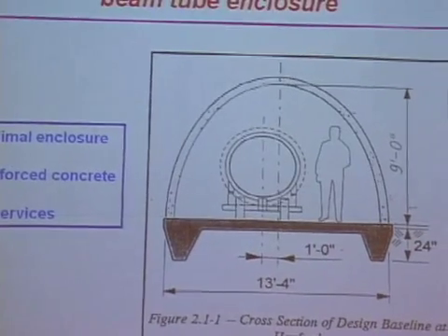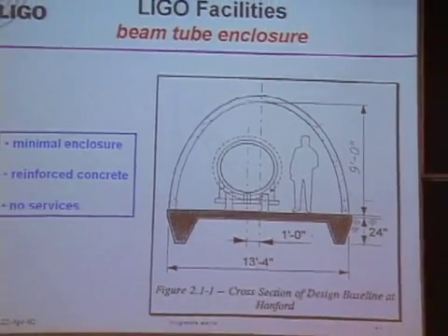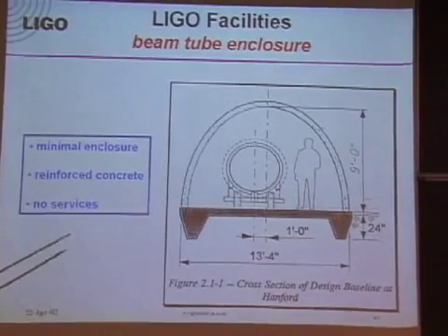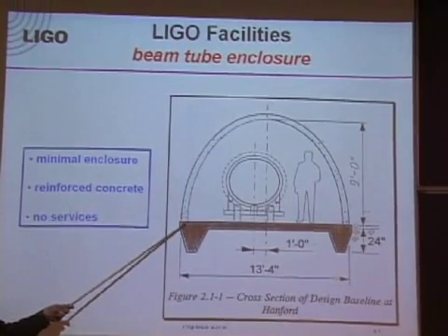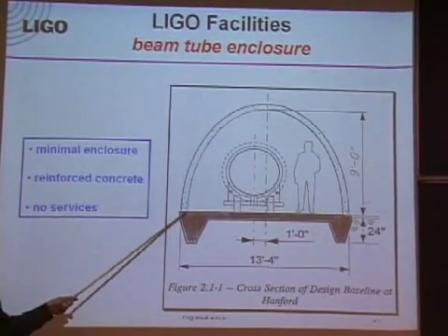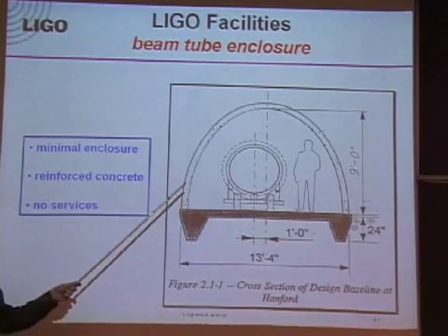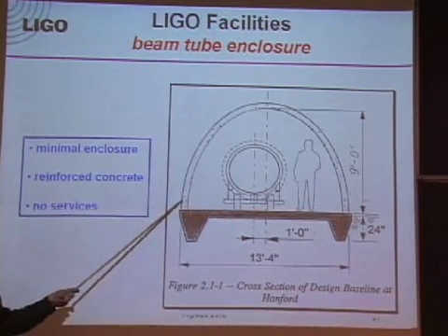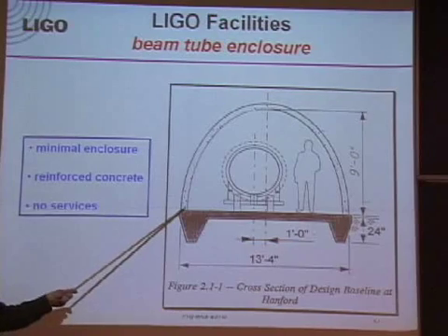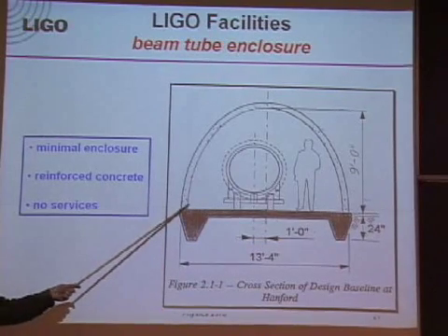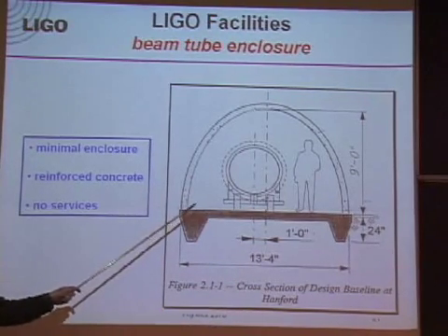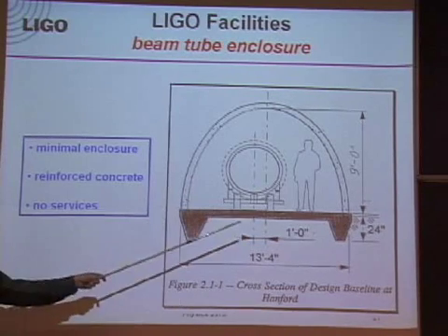Okay, I'm going to skip several of these or show you quickly, but there's a few features. This is a cross-section of the LIGO beam tube. It is an absolutely minimal thing. This is a beam tube. I've worked around accelerators my whole life. This is much more minimal. There's no services, so there's no electricity down it. It's just a shield to cover the beam pipe.